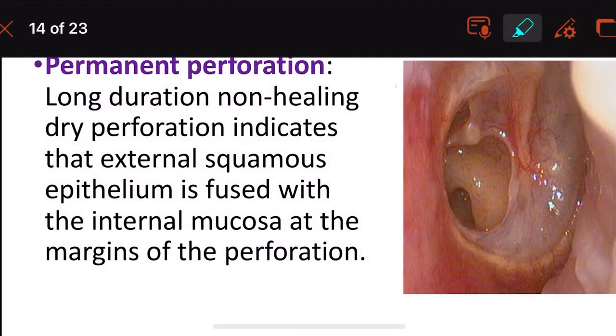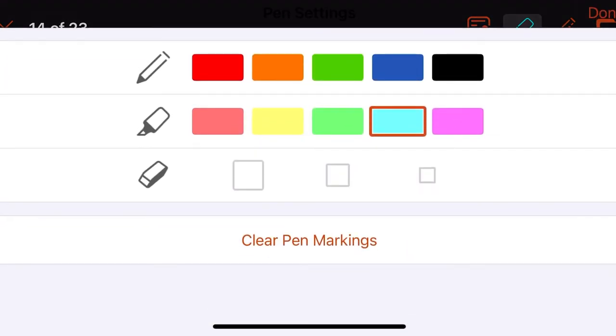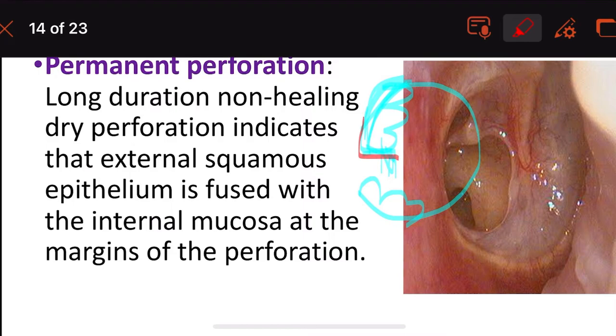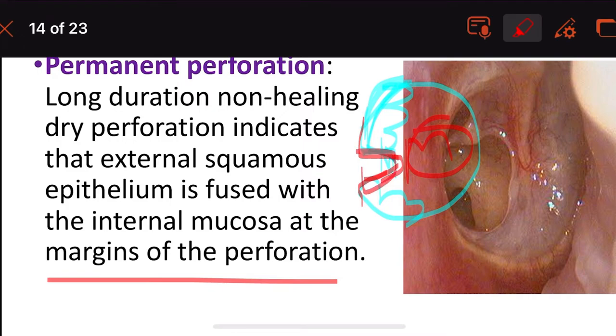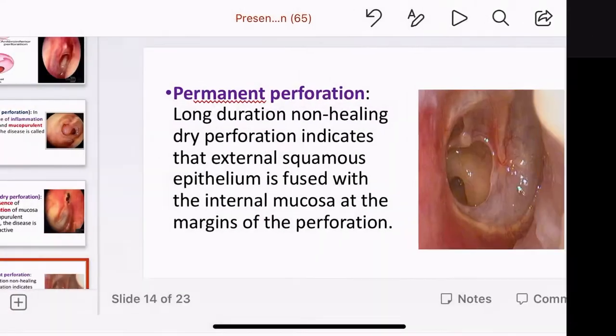The external squamous epithelium. Okay, this is the lining. This is the external squamous epithelium. This is also the external squamous epithelium, and this is the internal mucosa. But this is fusing inside with the internal mucosa. I'll show it in red. This is fusing with the internal mucosa. This squamous epithelium is going and fusing with the internal mucosa at the margins of the perforation. Okay, so it is leading to a kind of perforation. So you can see here the squamous epithelium going inside and it is fusing with the mucosa. This is the permanent type of perforation.